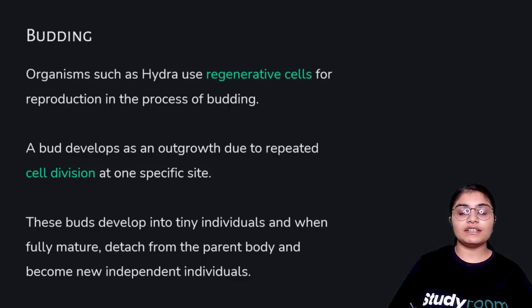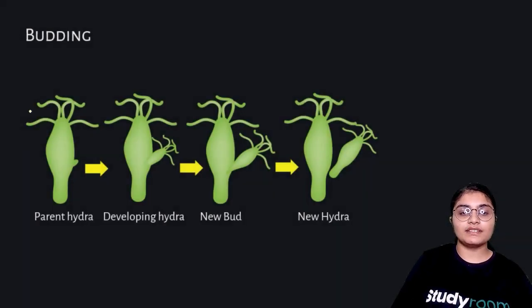You can see here how a Hydra, this is the Hydra, okay? This is a formation of a bud. The bud has specialized cells which can regenerate, right, and form a new individual. So you can see that the bud gradually grows, keeps on growing, and then it detaches from the main body of the Hydra and forms a new Hydra.